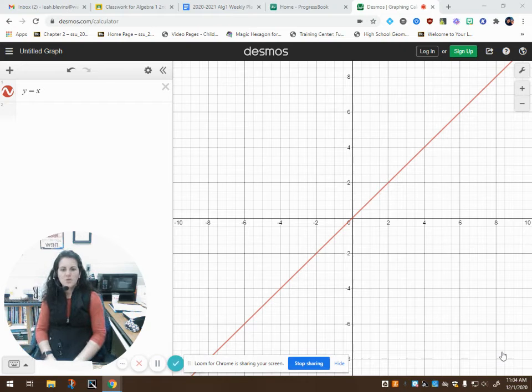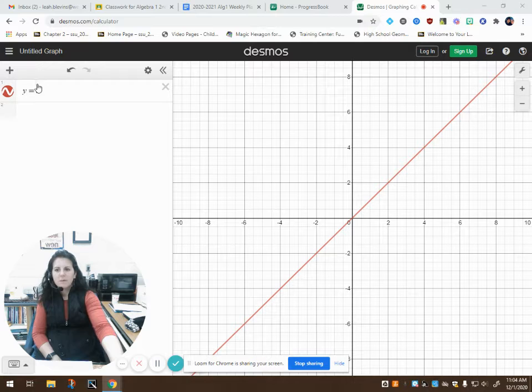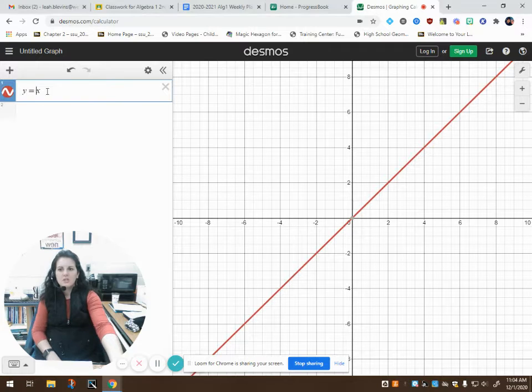Today we're going to talk about transformations of linear functions. So what I did was I began by graphing the parent function. This is just y equals x. My slope is understood to be the number in front of the x, which is 1. I could put a plus 0 here for the y-intercept. It crosses here at 0, 0.